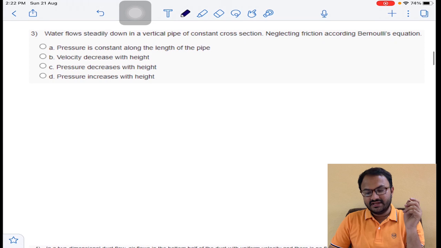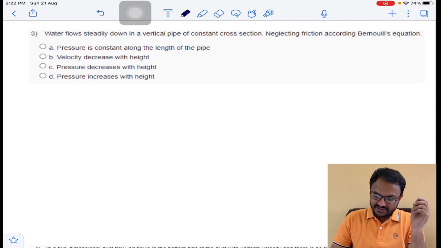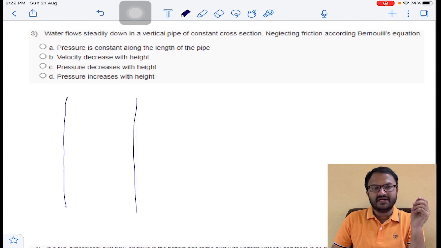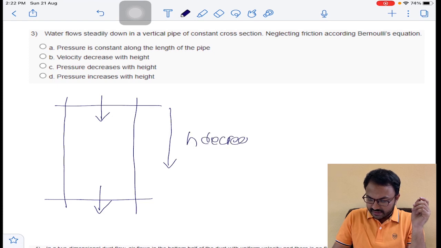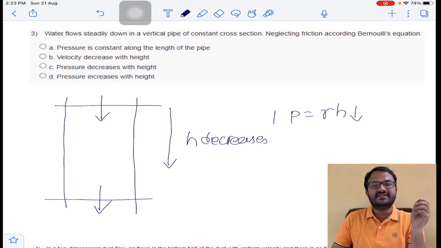Next question, question number 3. Water flows steadily down in a vertical pipe of constant cross section, neglecting friction, according to Bernoulli's equation is. For example, I have taken a pipe with a constant diameter. The flow is in the vertically downward direction, so H decreases, and pressure P is equal to gamma into H. As H decreases, P also decreases in the direction of flow, that is pressure decreases with height. So answer C for question number 3.